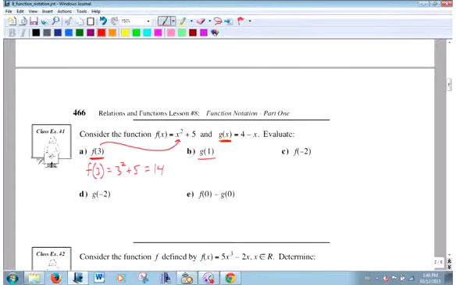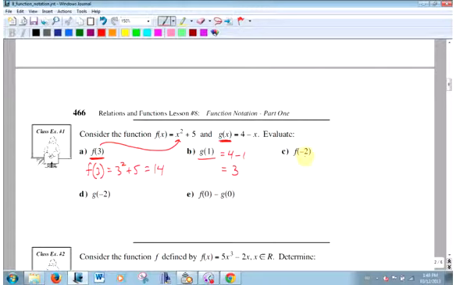Okay? I don't want g of x. I want g of 1. So where there's an x, I put a 1. Okay? So 4 minus 1. And I know we can all handle that. That's about 3. Okay?